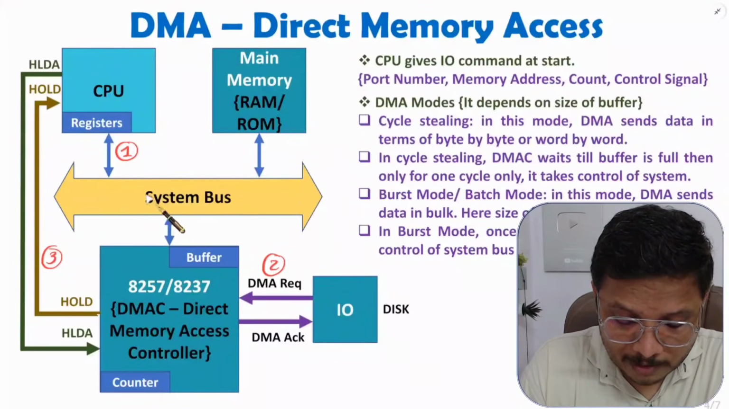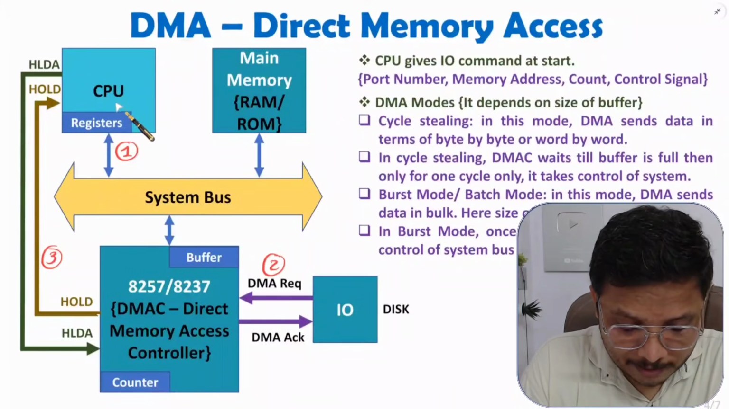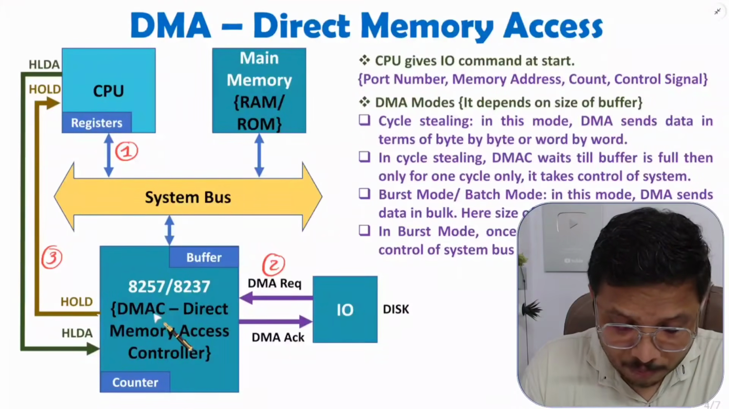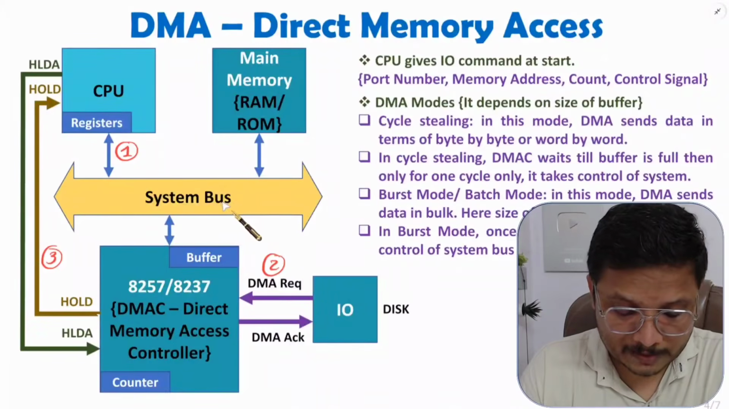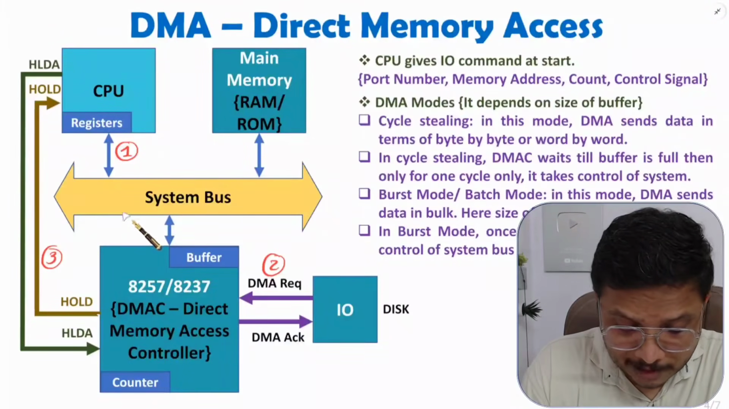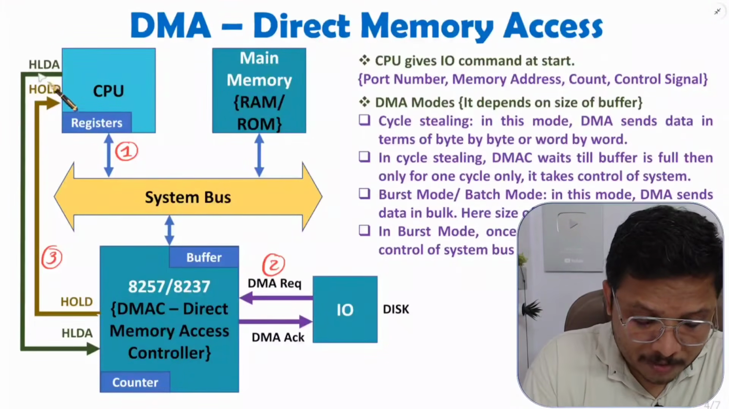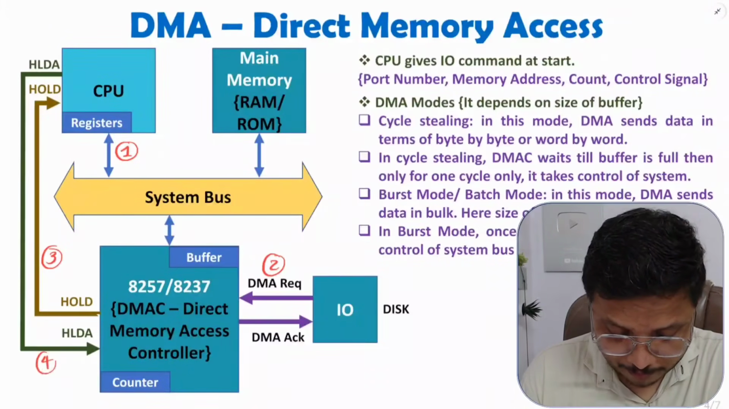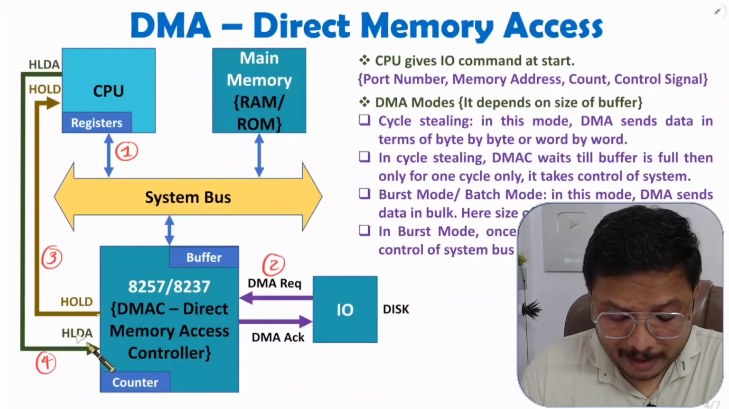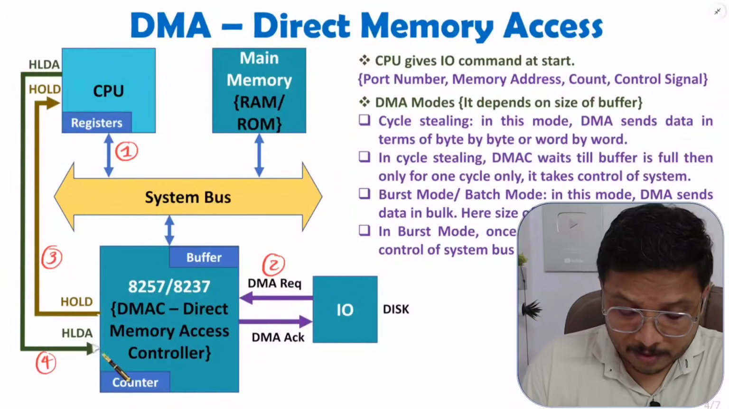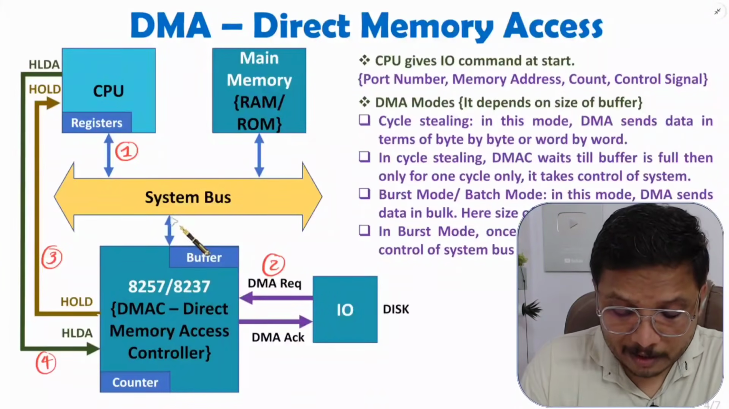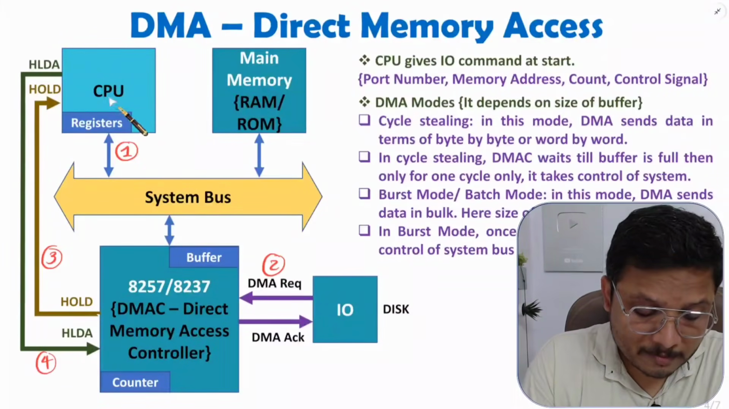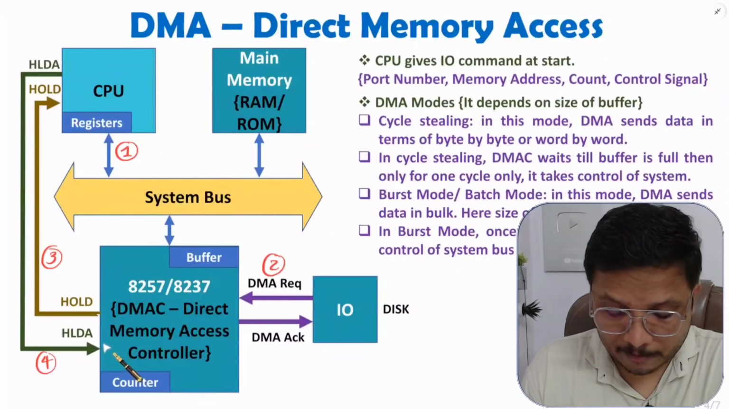Right now, system bus is in the control of CPU. With hold signal, DMA is asking for control over system bus, right? Now, in response to this, CPU will give hold acknowledgement to direct memory access. That will be the fourth step. So what does hold acknowledgement explain? It explains that DMA can take control over system bus, right? So that acknowledgement will be given by CPU over here.